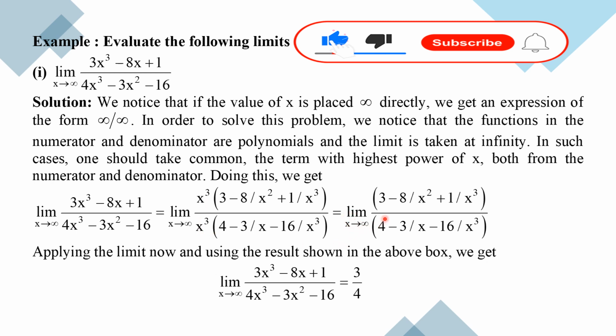Limit x tends to infinity. Now apply the limit: replace x with infinity. Then 8 over x square, 1 over x cube, 3 over x, and 16 over x cube all go to 0. So we have 3 by 4. The answer is 3 by 4.